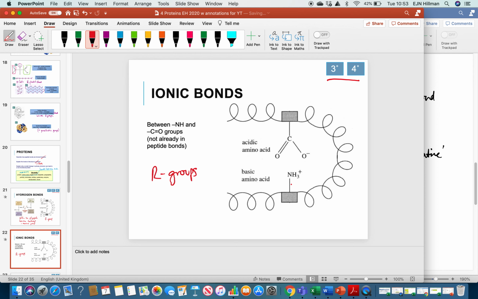Okay, so we can see the positive ion in our basic R group there, negative ion in the acidic R group here. They interact together to form the ionic bonds.